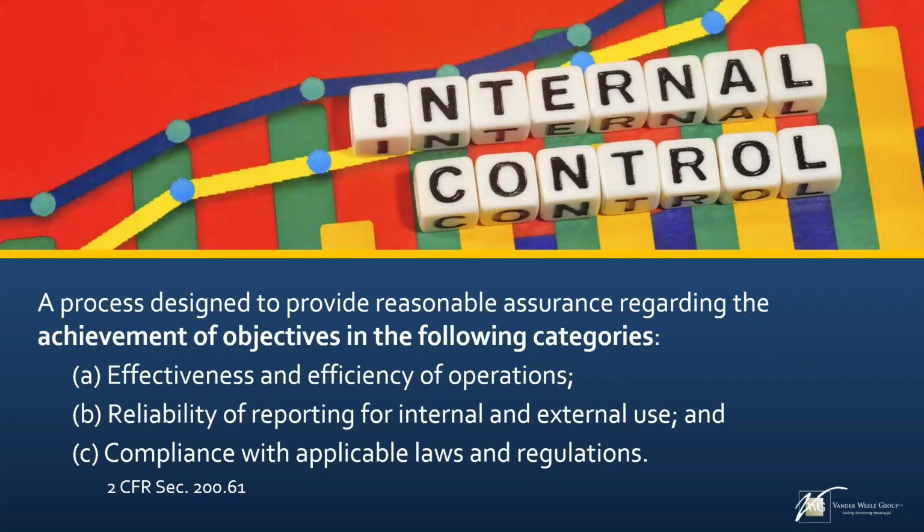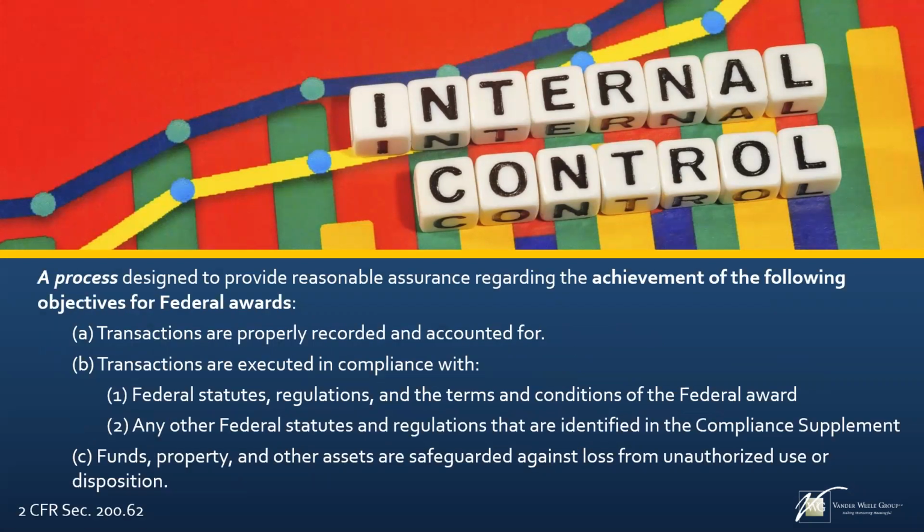So internal controls are really important to provide reasonable assurance regarding the achievement of objectives in some of the following categories: the effectiveness and the efficiency of operations, the reliability of reporting, and the compliance with applicable laws and regulations. One of the things we often look for is this process to make sure that there's reasonable assurance regarding the achievement of the following objectives.